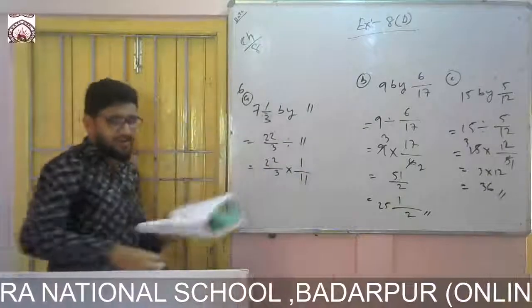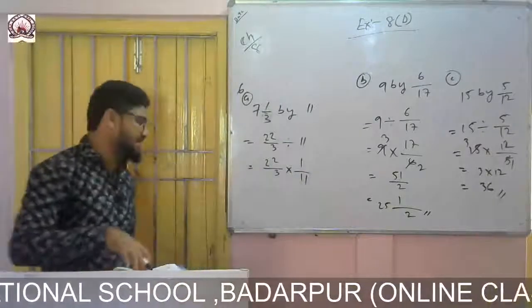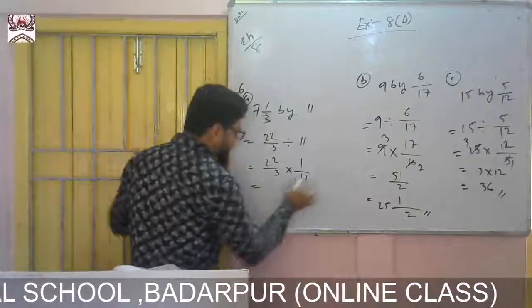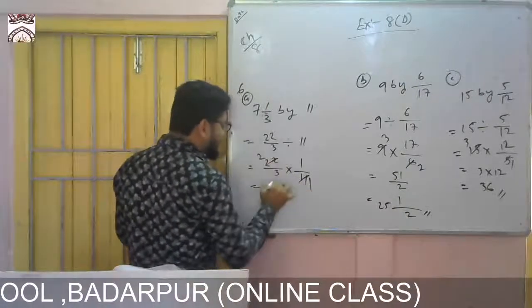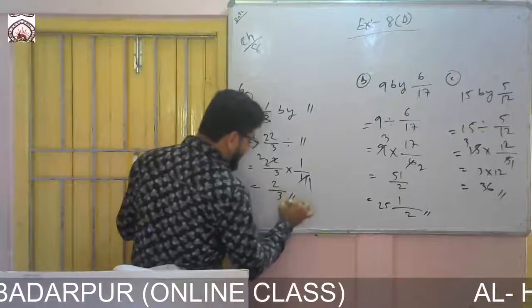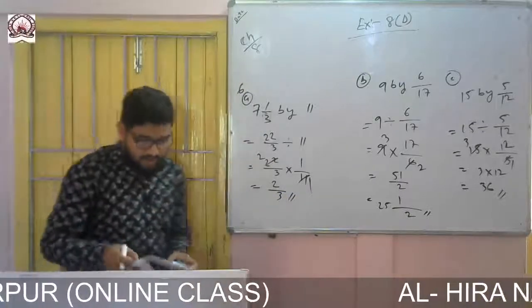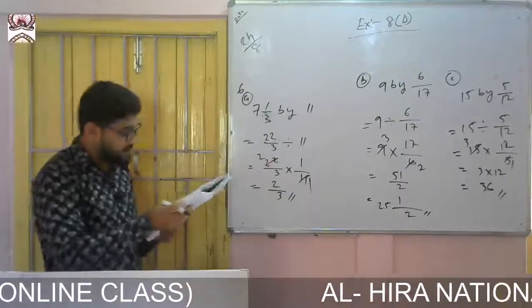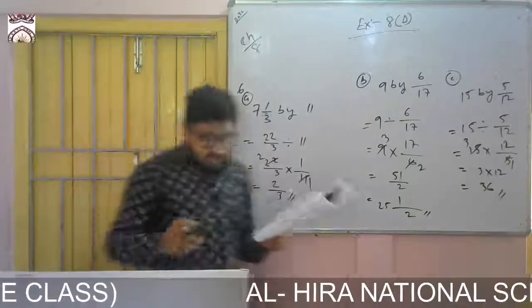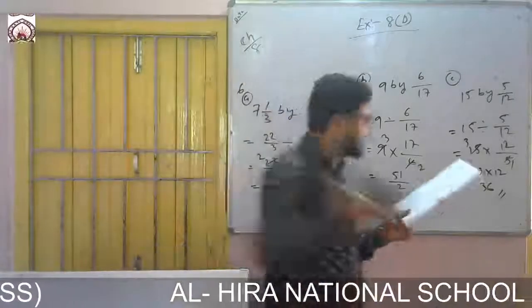If we take the reciprocal of 11, then 1 by 11, as I discussed earlier. Now 11 1s are 11, 11 2s are 22. So 2 by 3 is the required answer. Now come to question number B.